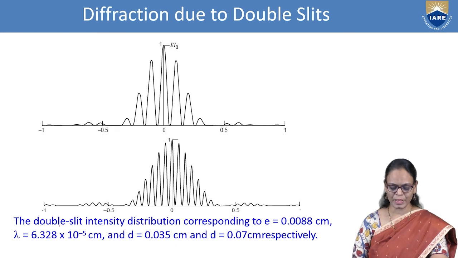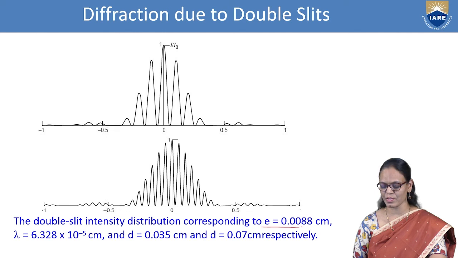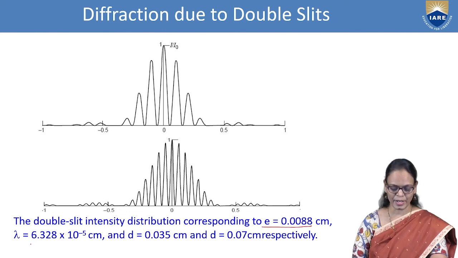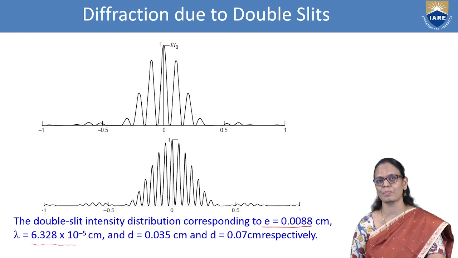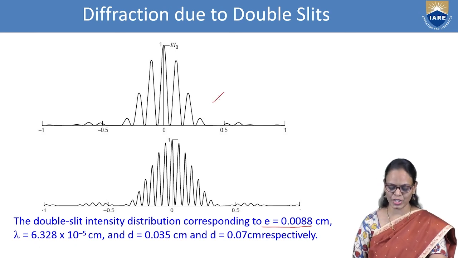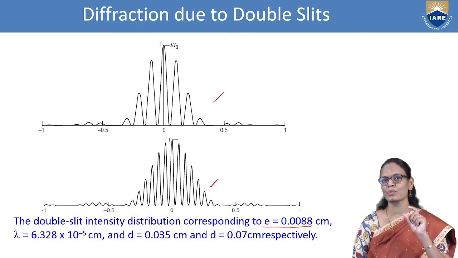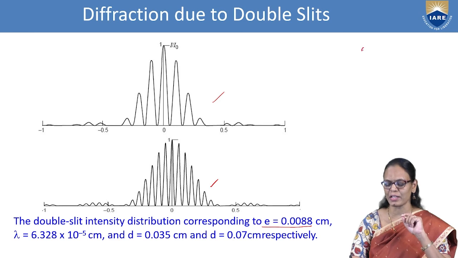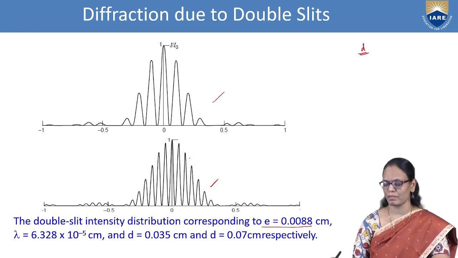So the double slit intensity distribution is shown for small e equal to 0.0088 centimeter, lambda equal to 6.328 into 10 power minus 5, and d equal to 0.035 and 0.07 respectively. With the variation in small d, what is small d here? The distance between the two slits. So when small d varies, the pattern also varies. This is how we are going to get the pattern.